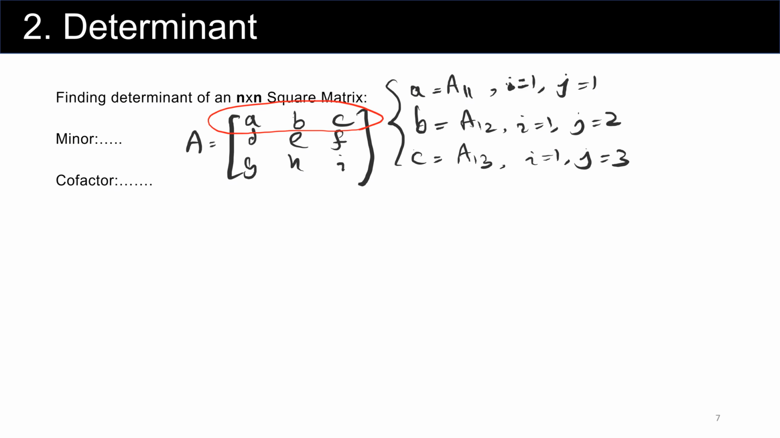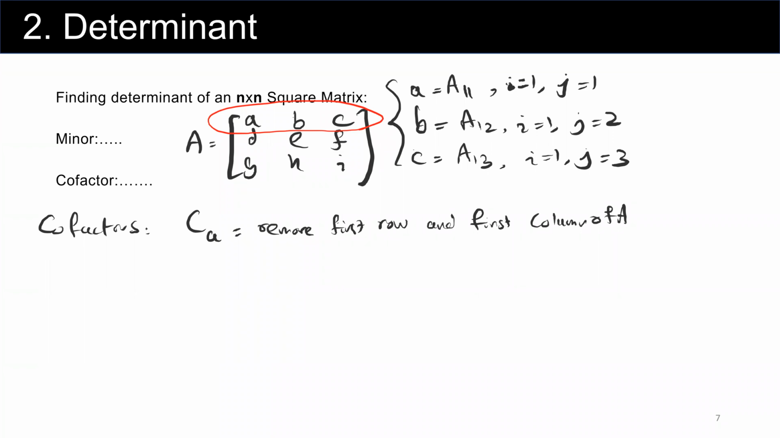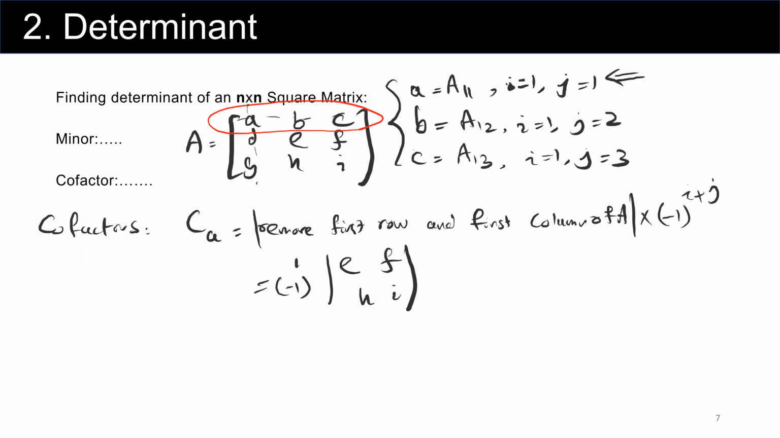All right, now let's find the cofactors for each of them. Cofactor for A is determined by removing the first row and first column of A, then finding the determinant, and then multiplying by -1 to the power i plus j. If you remove the first row and first column, what we have is E, F, H, I. So the determinant of this is multiplied by -1 to the power i plus j. i is 1, j is 1, so -1 to the power 2 is 1. It's going to be the determinant of E, F, H, I. This is the cofactor of A.